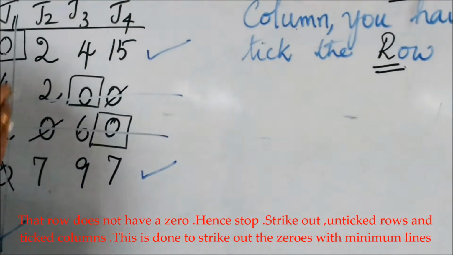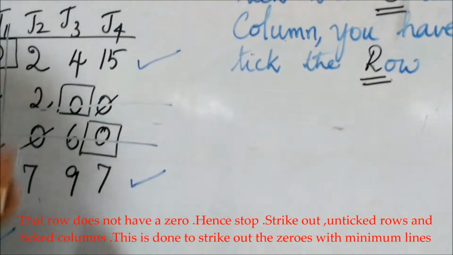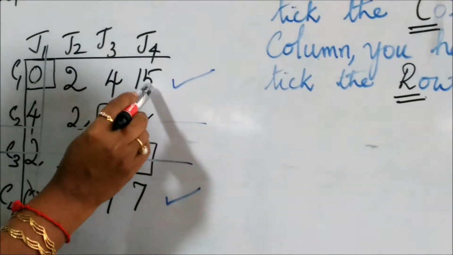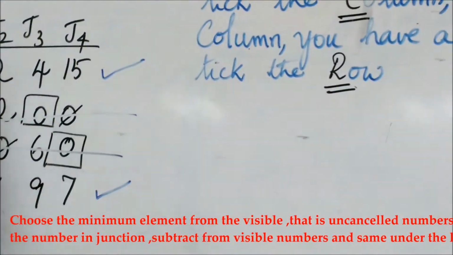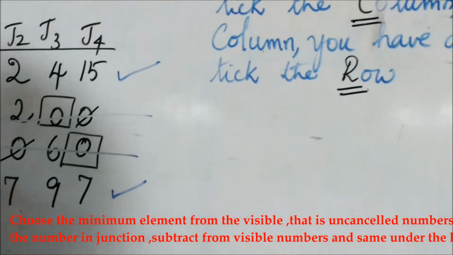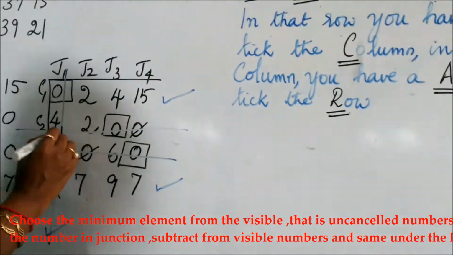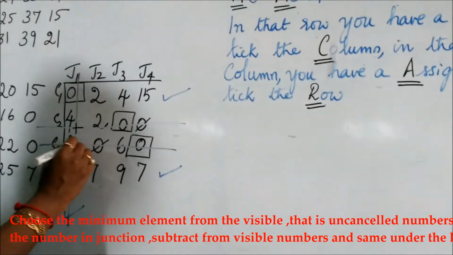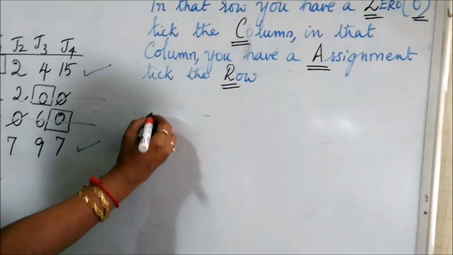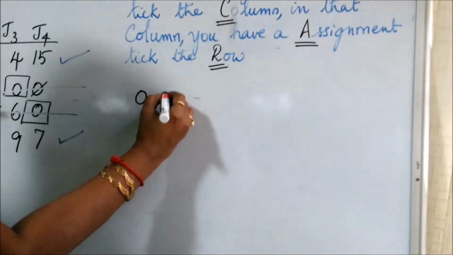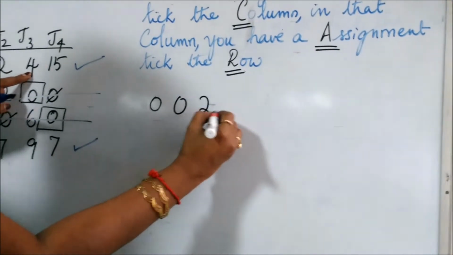Strike out the unticked rows and ticked columns. Now, you can find some numbers which are not cancelled. Those numbers, let me call them visible numbers. Now, choose the minimum number from the visible numbers. Here it is 2. This 2 has to be added in the junctions, subtracted from the visible numbers, and the numbers which are under the lines will be the same.